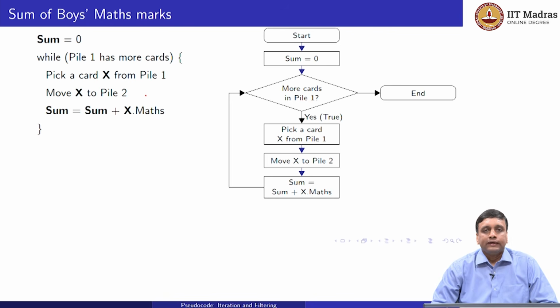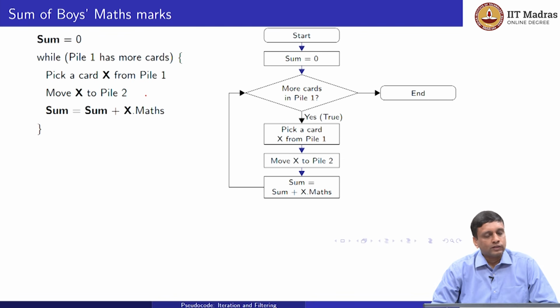So the next thing that we did when we did flowcharts was to filter this iteration. So far we have just been iterating, going through the entire stack of cards and accumulating some value, either the count of the cards or the sum of the maths marks. But now supposing we don't want to accumulate all the values but only some of the values. So this is what we call filtering. We want to go through the cards, and depending on whether a condition holds or not in the card, we want to make an update. So here the case is that we want to update only the values of the boys' maths marks.